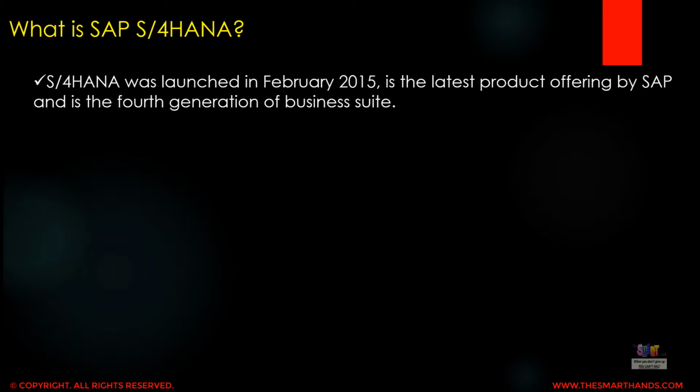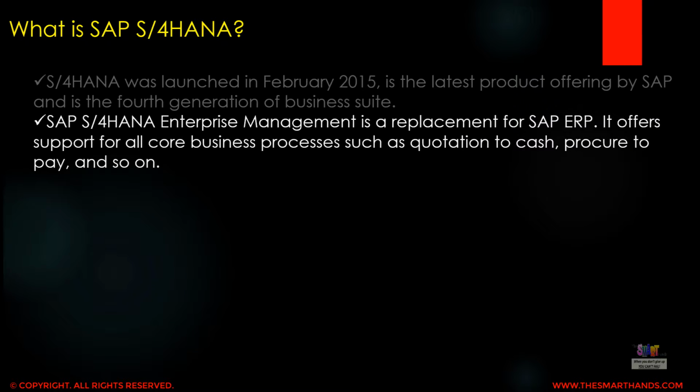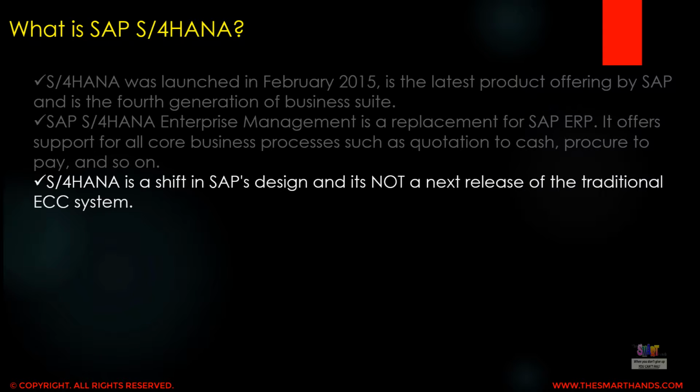S4 HANA was launched in February 2015. It is the latest product offering by SAP and is the fourth generation of Business Suite. SAP S4 HANA Enterprise Management is a replacement of the existing SAP ECC system. It offers support for all core business processes such as quotation to cash, procure to pay, and so on. So all the SD, MM, PP modules are there in this S4 HANA.